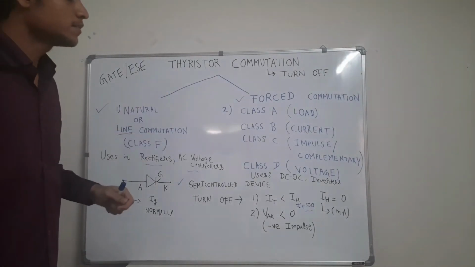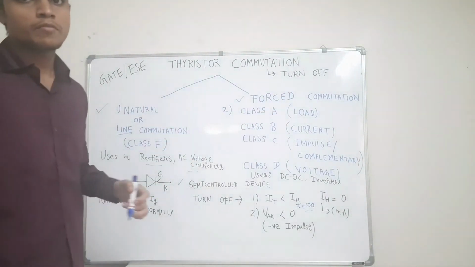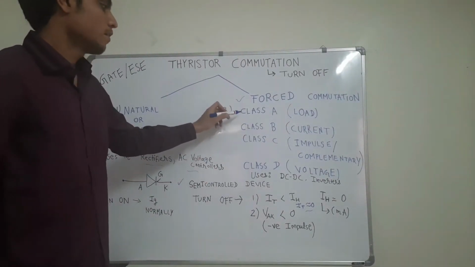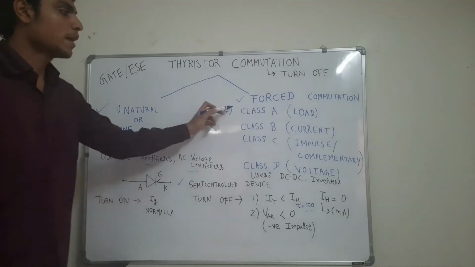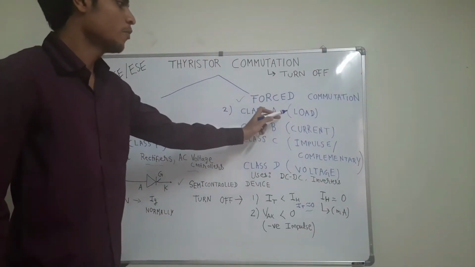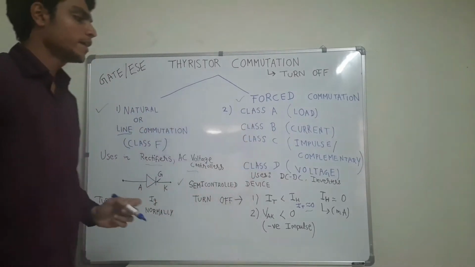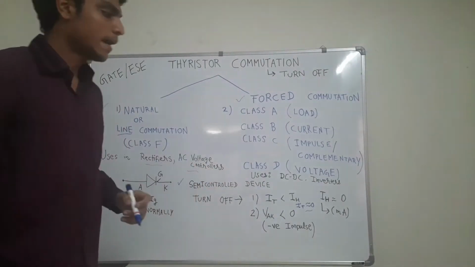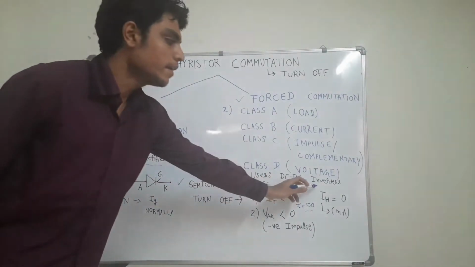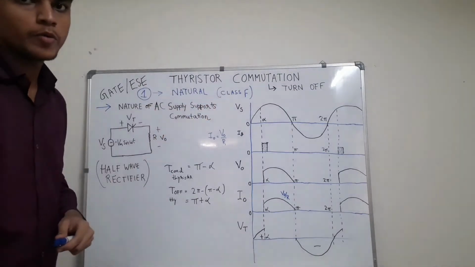The second is the forced commutation. It is basically used where we have a DC supply at the input. For that, there are four types of method used: class A, class B, class C and class D commutation, that is load commutation, current commutation, impulse commutation and voltage commutation. Its uses are in DC to DC converters, which are buck, boost, and inverters.